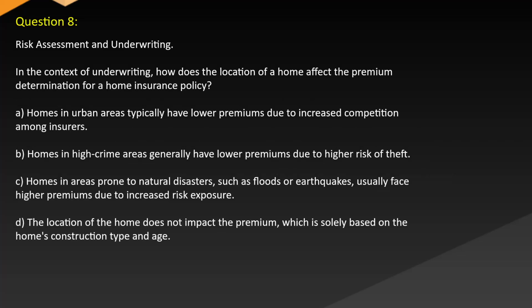Question 8. Risk assessment and underwriting. In the context of underwriting, how does the location of a home affect the premium determination for a home insurance policy? A. Homes in urban areas typically have low premiums due to increased competition among insurers. B. Homes in high crime areas generally have low premiums due to higher risk of theft.